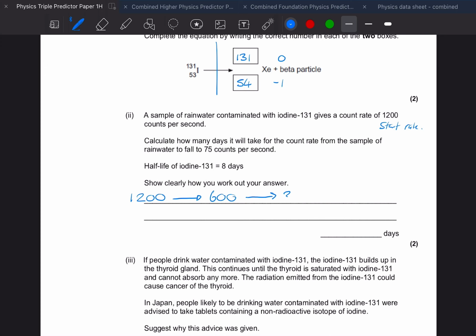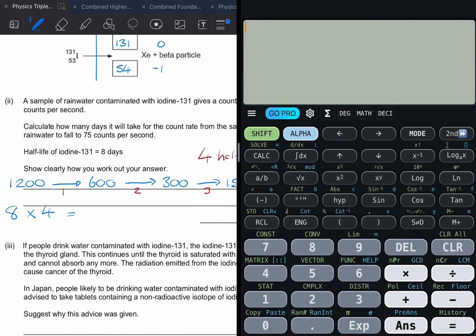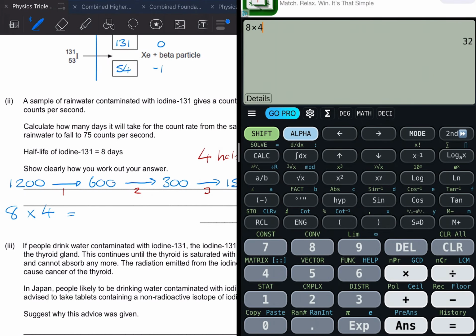And we'll half it again, 300. And we'll half it again, 150. And we'll half it again till we get to our 75, which is what we were wanting. How many half-lives was that? It was 1, 2, 3, 4. So it's 4 half-lives. It says calculate how many days, and we know that 1 half-life is 8 days. So we do 8 days times our 4 half-lives. 8 times 4 is 32.